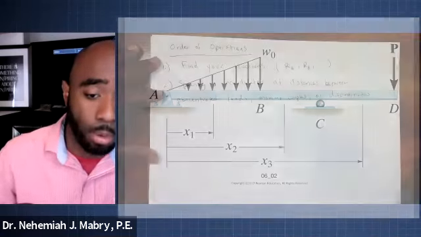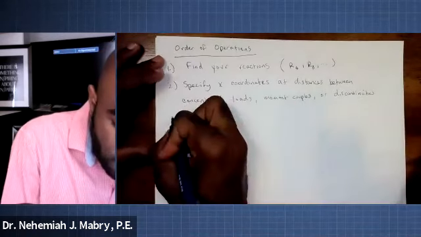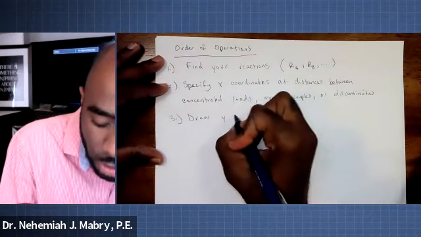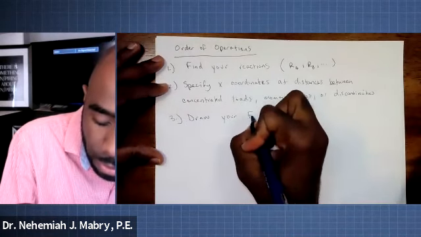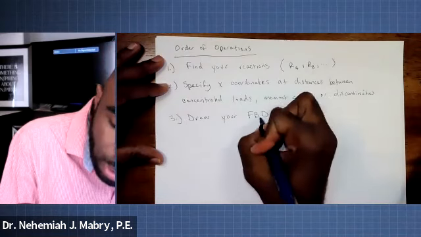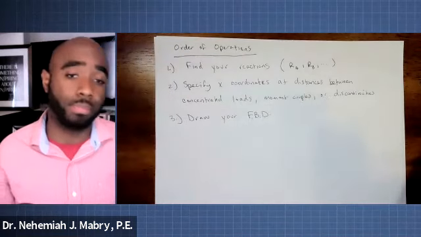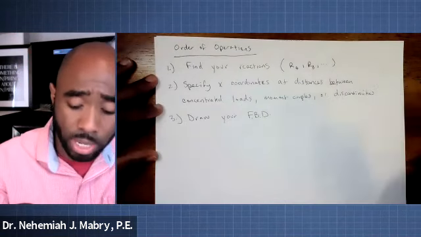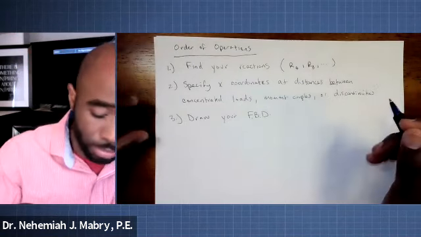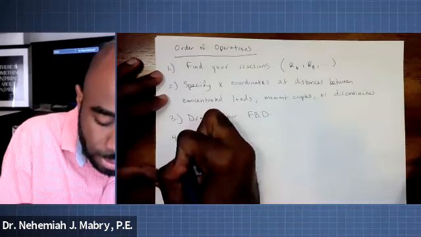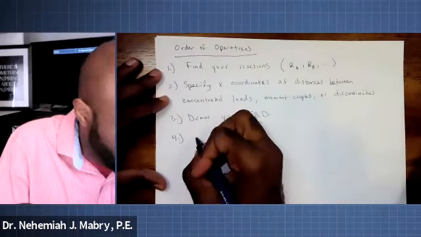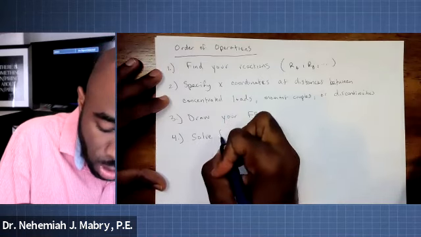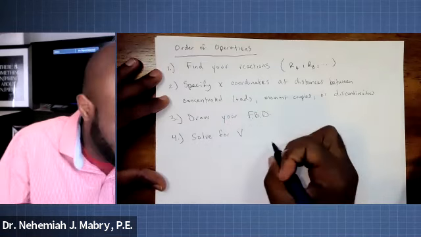Number three, everybody's favorite, right? Draw your free body diagram, FBD. Everybody knows what that means at this point. After you establish your reactions and your X coordinates, let's draw your free body diagram. After that, you're picking up steam, picking up momentum. What you should do is then solve for V, right?